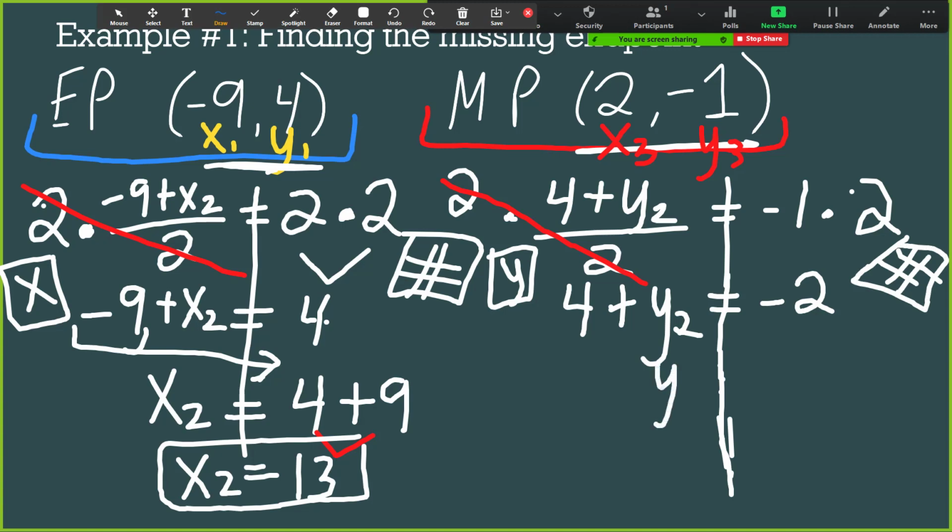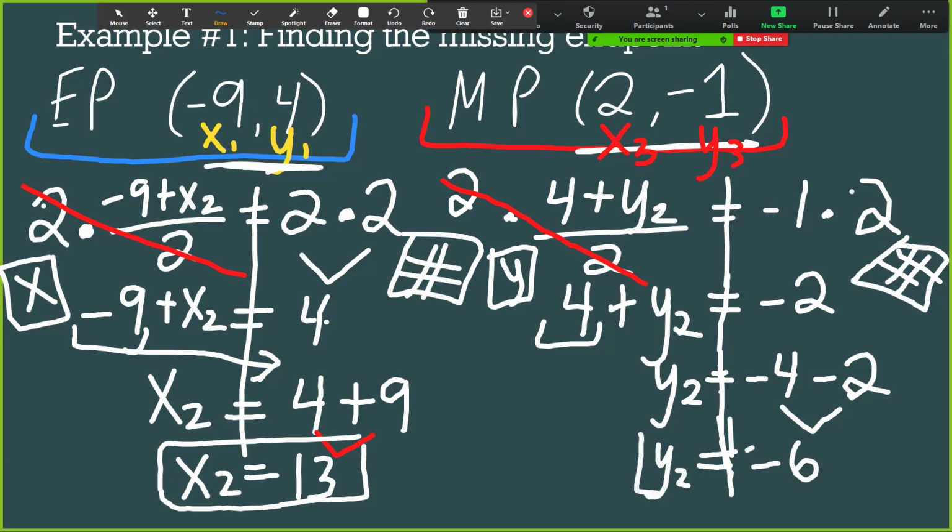All right, so y2 equals, remember, this is +4. When it crosses the line, change the sign. -4 minus 2. One more step, simplify. -4 and -2, I have -6. So that's my y2 value.